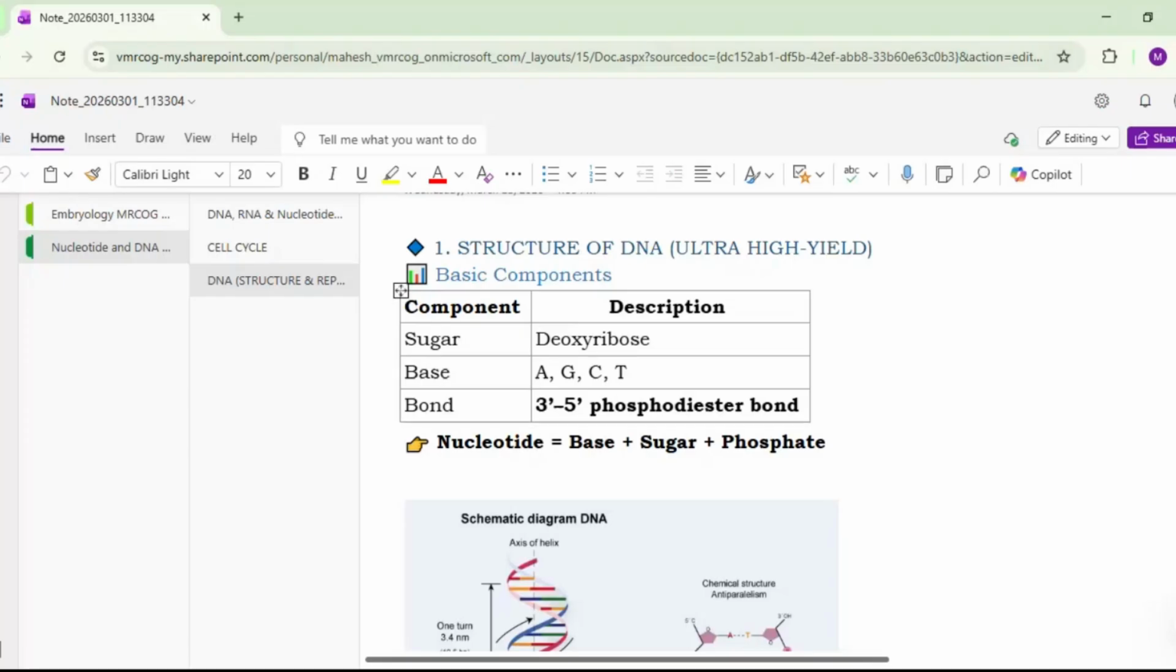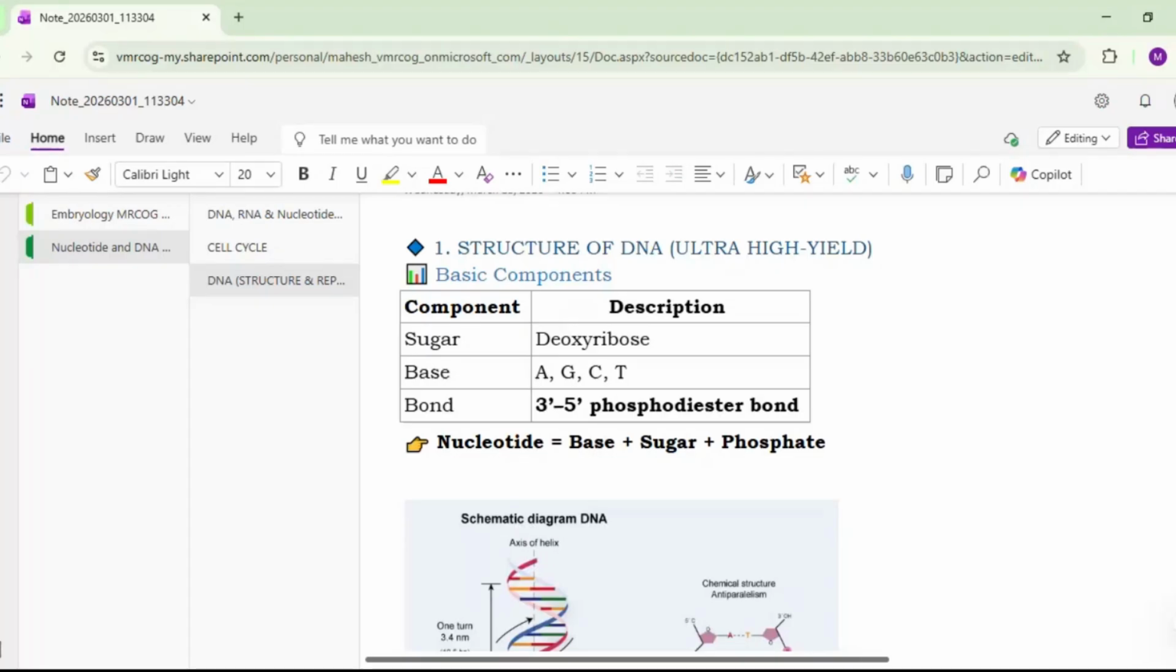Okay, so we have seen the basic components required are the sugar, which is deoxyribose. Then the base is A, adenine, guanine, cytosine, or thymine in the DNA. Okay. In the RNA, T is replaced by U. That also we have seen. The bond is a 3'5' phosphodiester bond. Okay. So how is the nucleotide formed? We have seen it will form from the base plus sugar plus phosphate. That will form the nucleotide. And a nucleoside is a base plus sugar.